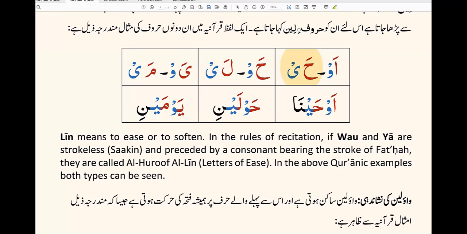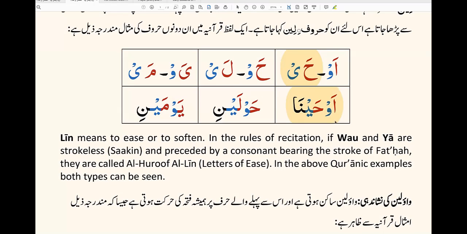So I'm just going to read the example underneath for you so you can hear how it sounds in a word. Hey-na. And I elongated that last noon for 2 seconds because there is a blank alif there. The noon is carrying a fatha, so that makes it an alif mother. You have to elongate that for 2 seconds. It's no longer highlighted in red for you, so you have to try and remember these rules now.